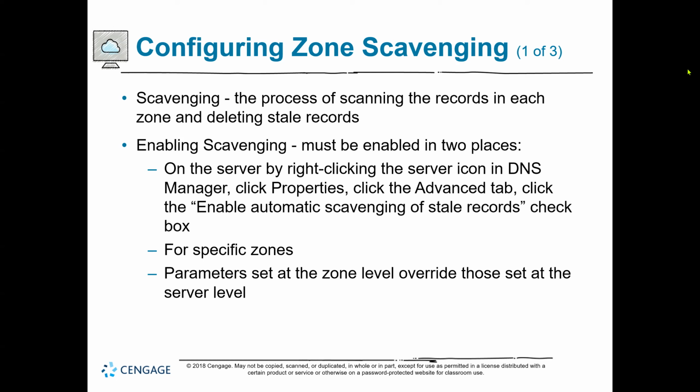Enabling scavenging, you have to enable it in two places. On the server, you can right click on the server icon in the DNS manager and click properties. Like I said, pretty much most of those things, right click and go to properties. Click on the advanced tab, and click the enable automatic scavenging of stale records check box. For specific zones, parameters set at the zone level override those set at the server level.